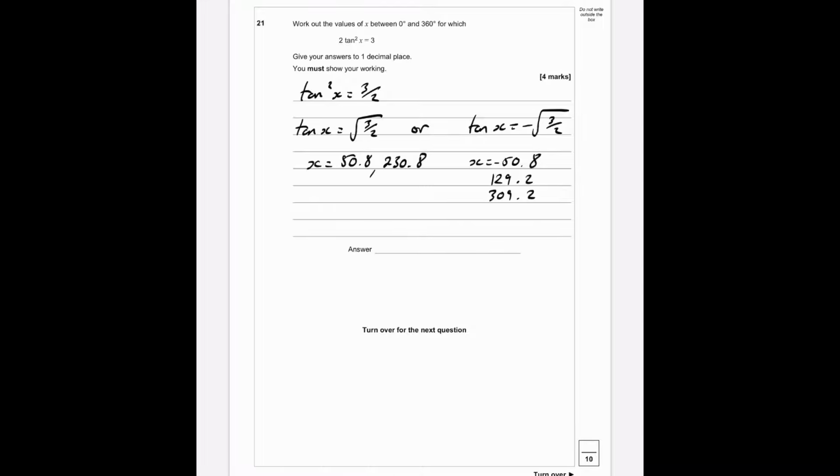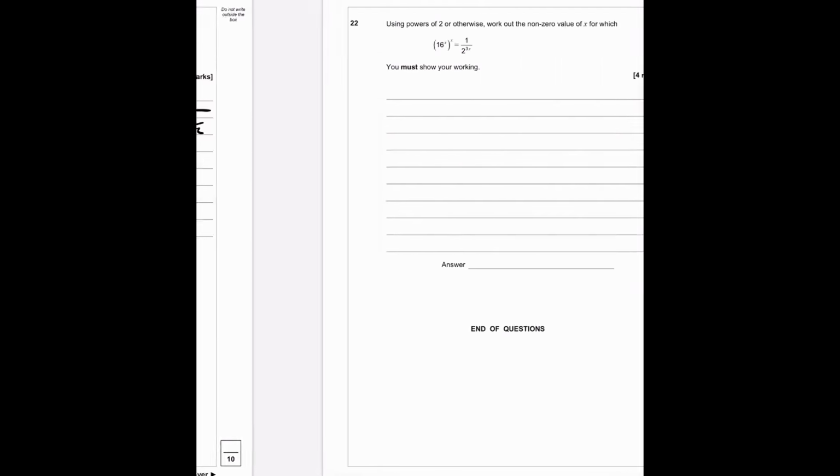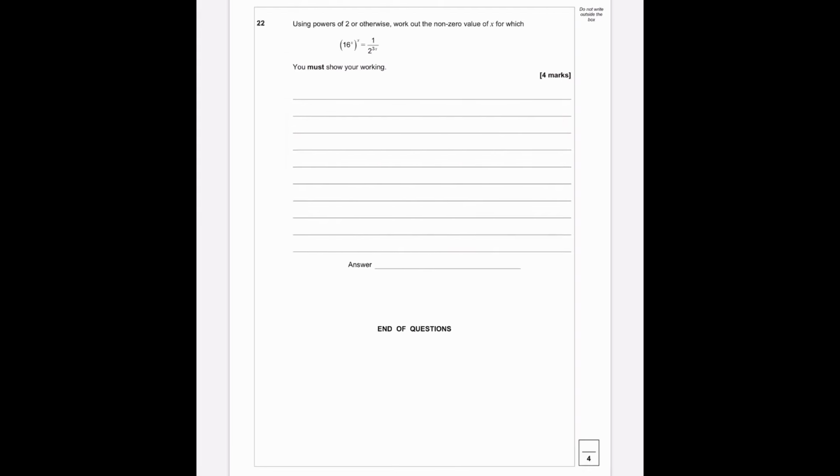For the negative root 3 over 2, you get negative 50.8. Adding 180 to negative 50.8 gets you to the next one, and then again. And then lastly, I'm going to write all the solutions that are within the range in ascending order just to make it look pretty. And there are 4 here.